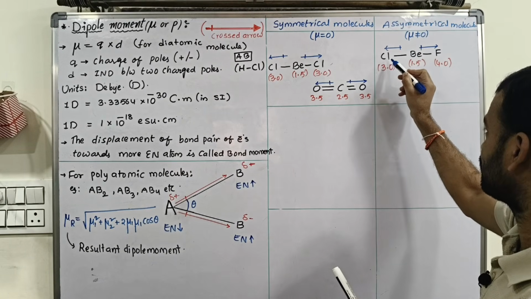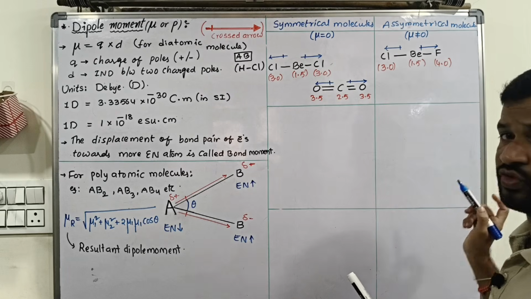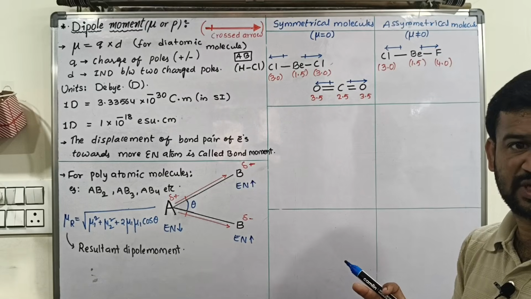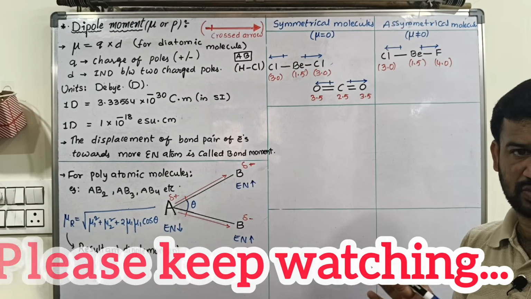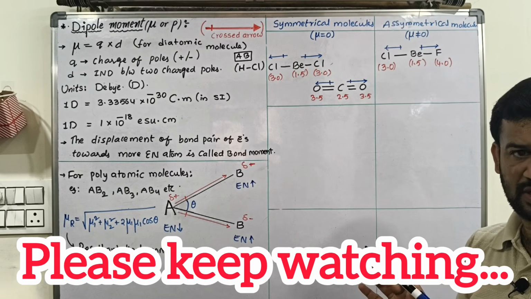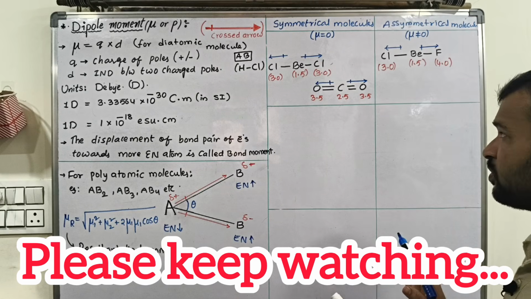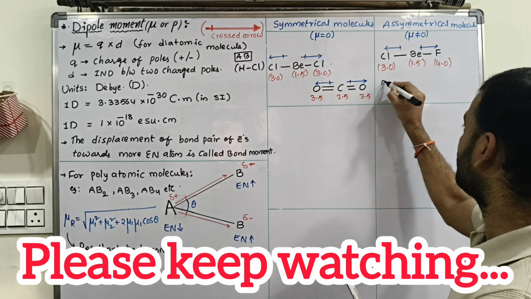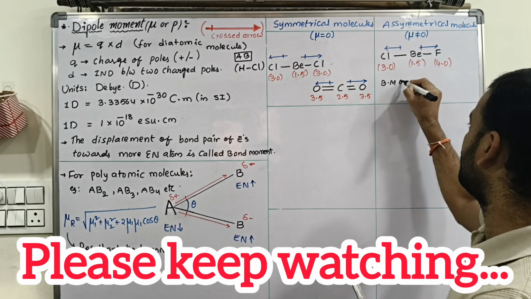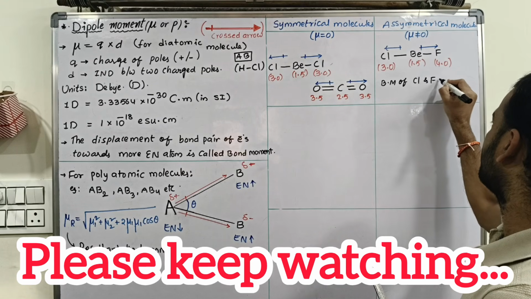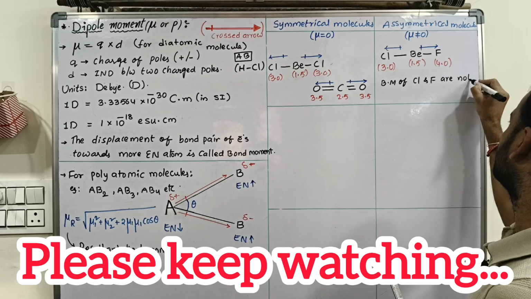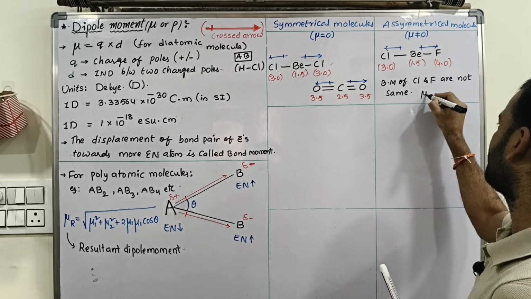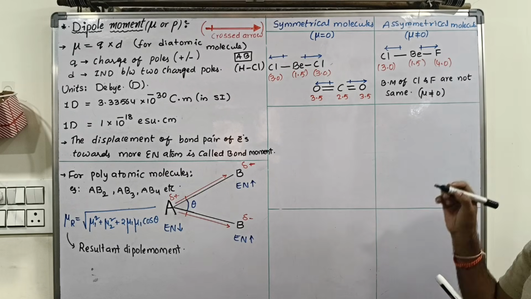Here chlorine's electronegativity is 3 and fluorine's is 4, so they do not have the same electronegativity, meaning the bond moments are also not equal. If the bond moments are not equal, then the dipole moment is not equal to 0. The bond moments of chlorine and fluorine are not the same, so the dipole moment is not equal to 0.